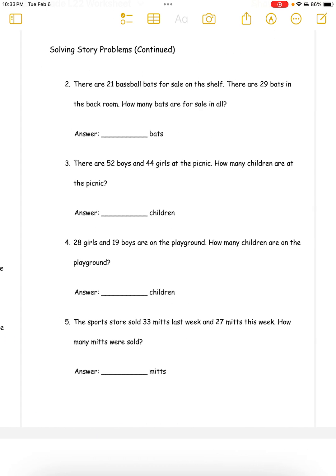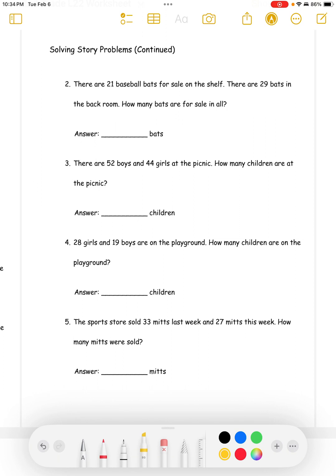Next page. Solving story problems continued. Number 2. There are 21 baseball bats for sale on the shelf. There are 29 bats in the back room. How many bats are for sale in all? In all, like we went over before, we should notice it means addition. So we have to add 21 plus 29 since we're asking for everything.